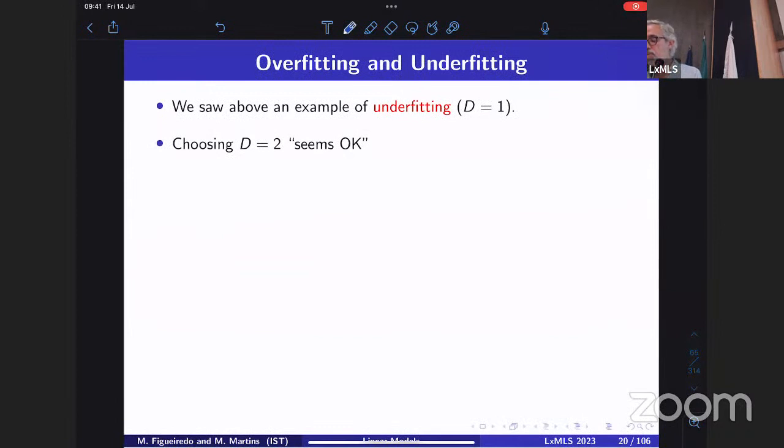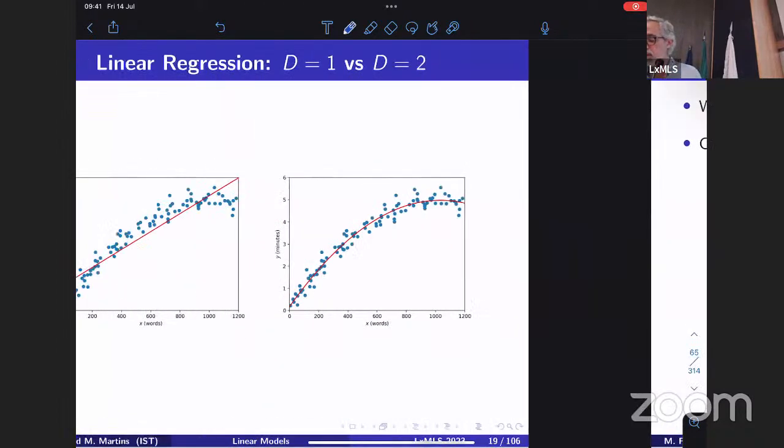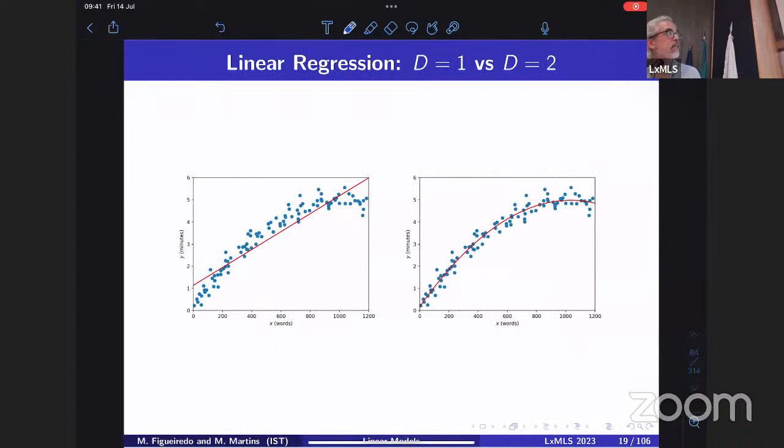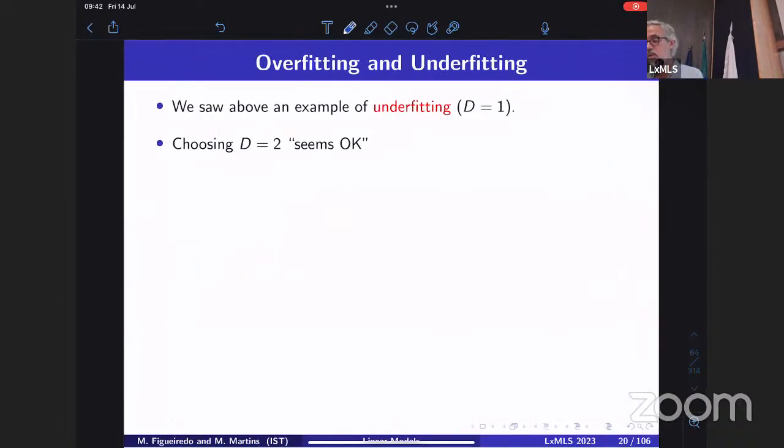We saw, so this opens the opportunity to talk about underfitting and overfitting. We saw a clear example of underfitting. What is underfitting? Underfitting is when the model class that I'm considering, on the left the model class of all straight lines, is not expressive enough to capture the actual behavior of the data. So clearly a human would look at that and say, nah, this is not rich enough, it's too simple. The other one looks okay. Choosing D equal two seems okay.